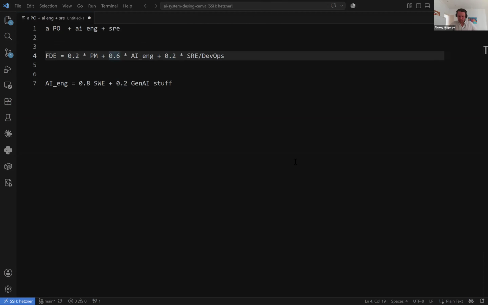Okay, is FDE reporting to CTO or CEO or what? I don't know. Could be different. It really depends on the setup they have.